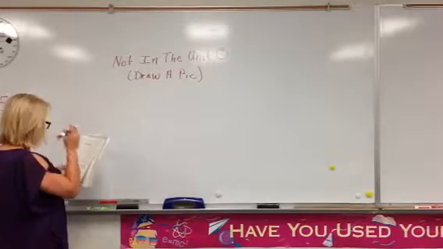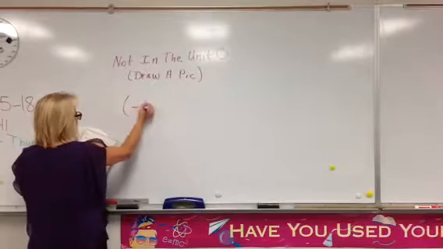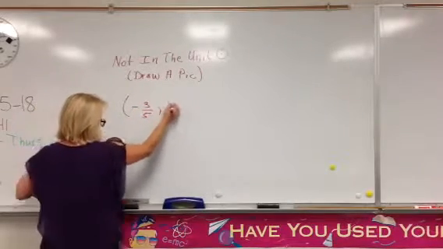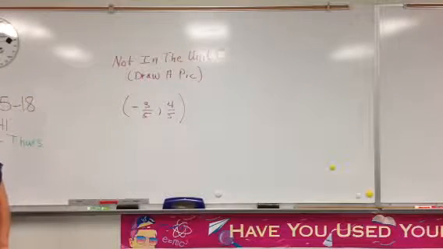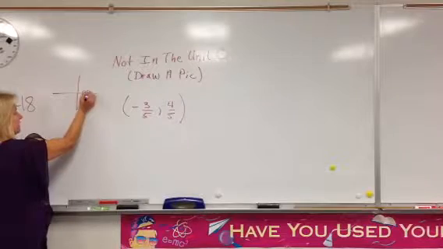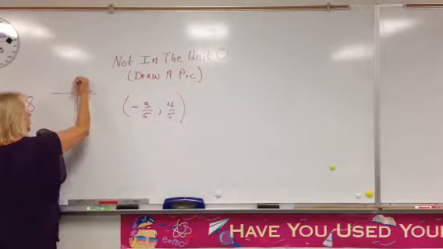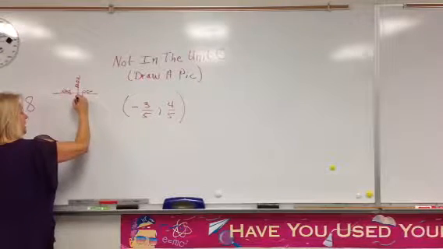So for example, if I have -3/5 and 4/5. Can you tell what quadrant it's in? Okay, because remember the signs. Positive, positive when you do ordered pairs. This is negative. This is negative.